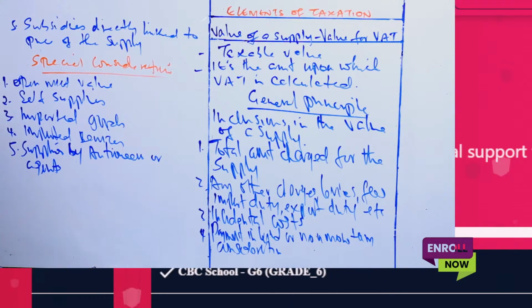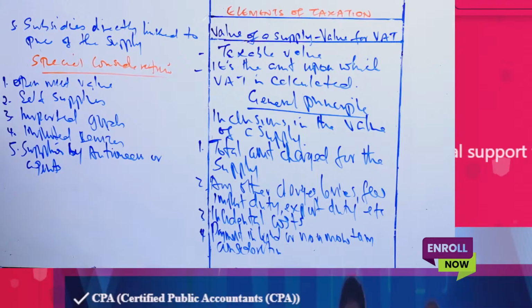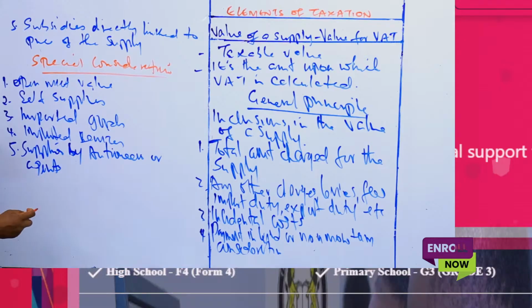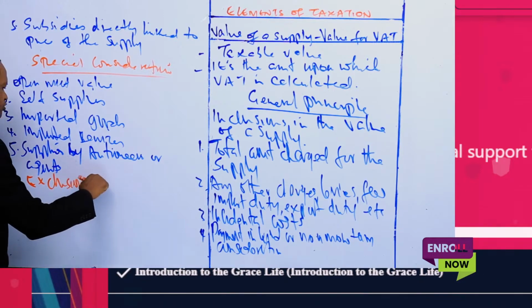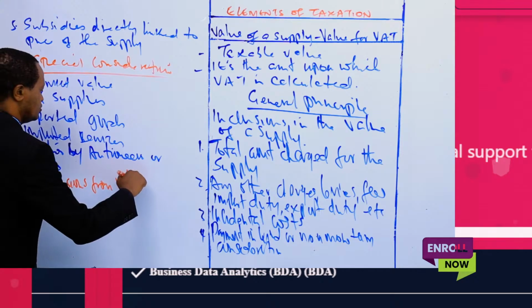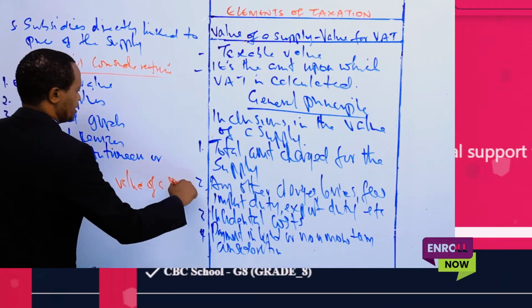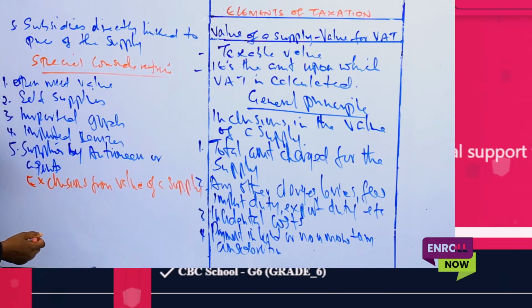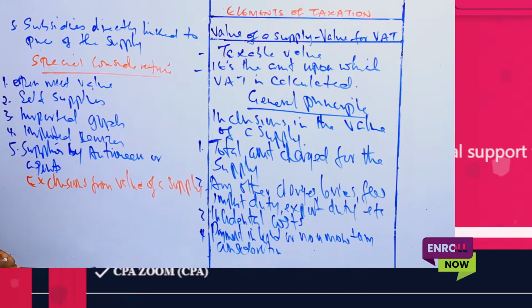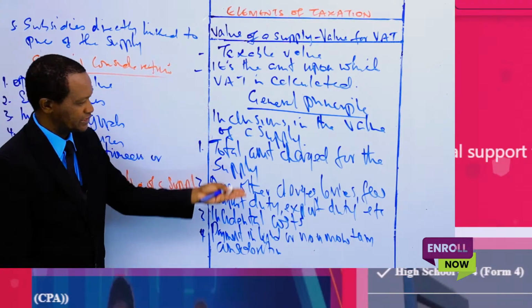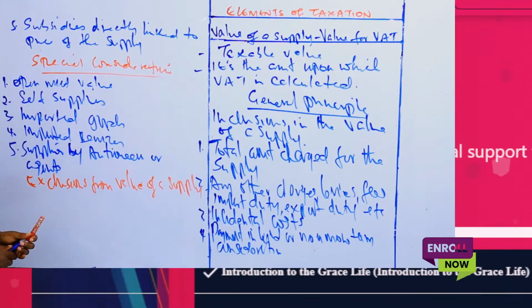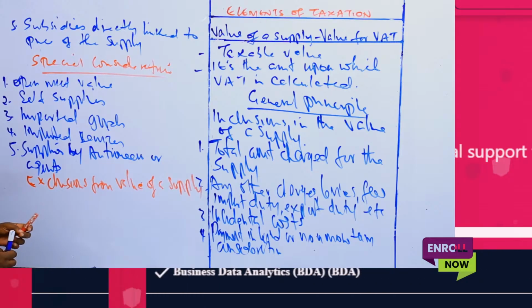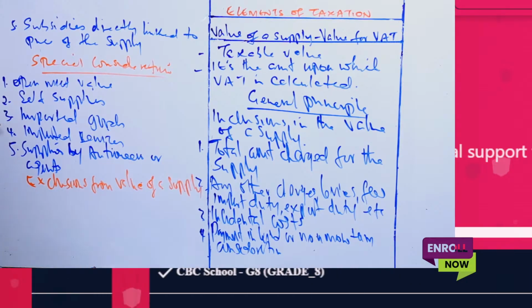That is to mean, what are the items that generally are not included in the taxable income? Exclusions from value of a supply. What costs are excluded from the value of a supply? Here, we've identified what is included in the value of a supply. So we want to highlight the items generally not included in the taxable value.